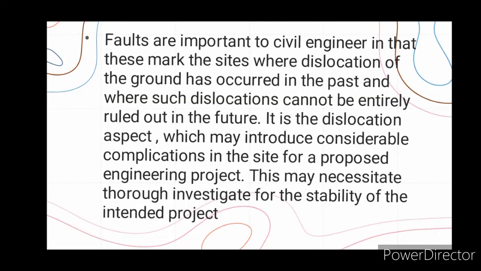Faults are important for a civil engineer in that they mark the site where dislocation of the ground has occurred in the past and where such dislocation cannot be entirely ruled out in the future. It is the dislocation aspect which may introduce considerable complications in the sites for a proposed engineering project. This may necessitate thorough investigation of the stability of the intended project.